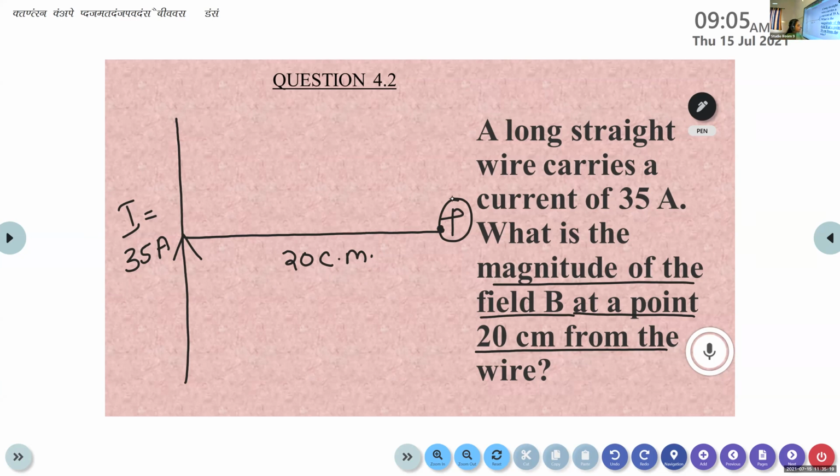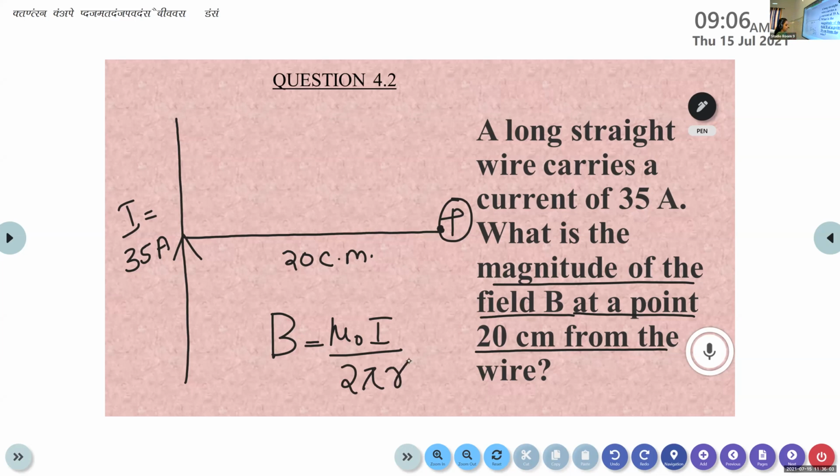What is the equation for calculating the magnetic field due to an infinitely long straight conductor? It's an application of Ampere's circuital law, the first application of Ampere's circuital law. Mu 0 I by 2 pi r. Okay, mu 0 I divided by 2 pi r. Here also the magnetic field can be calculated by B is equal to mu 0 I divided by 2 pi r.